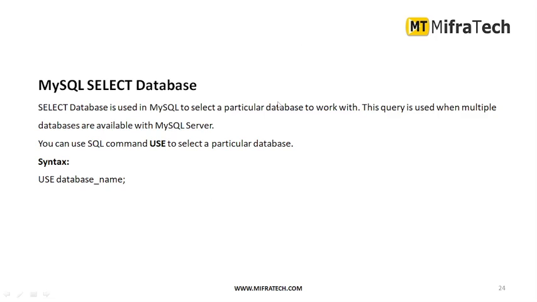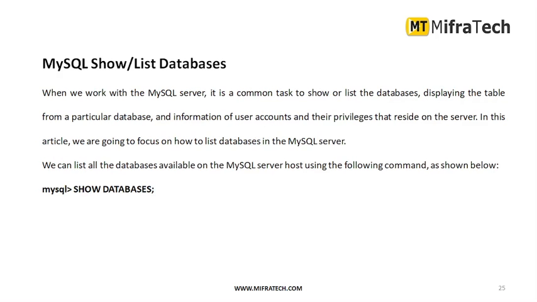MySQL select database. Next we will select the database we have created, to check whether it is there or not. Select database is used in MySQL to select a particular database to work with. This query is used when multiple databases are available on the MySQL server. The SQL command used to select a particular database is USE database_name. USE employeedb will give the particular output.